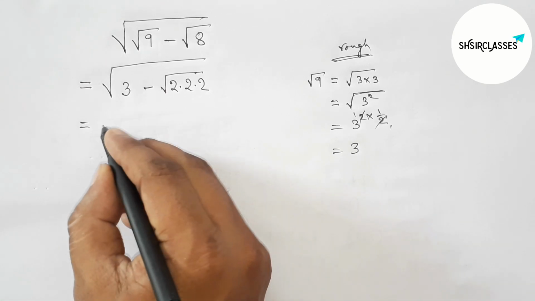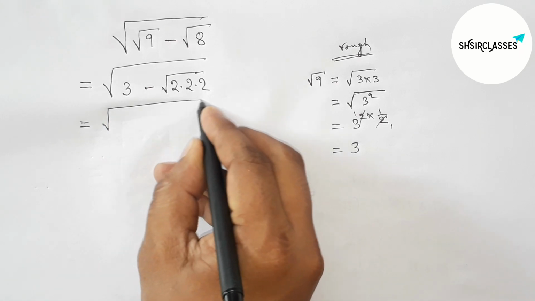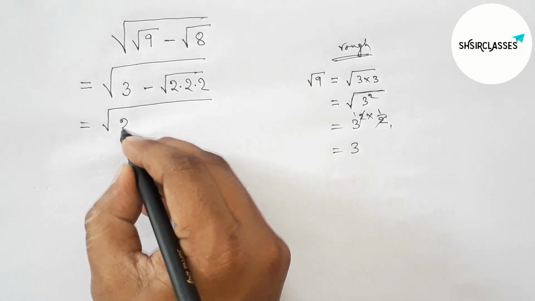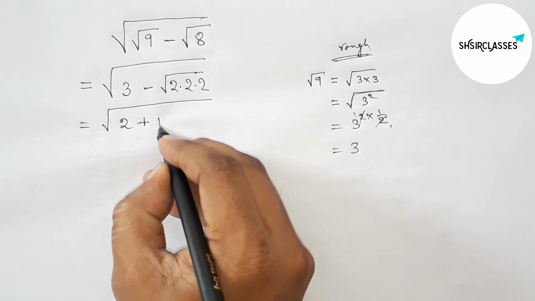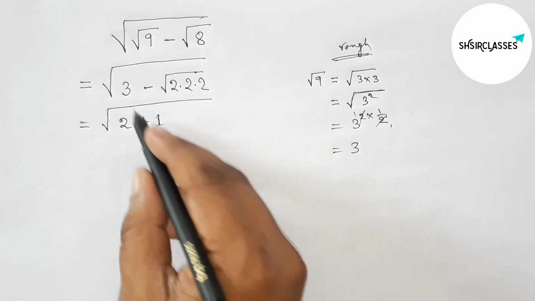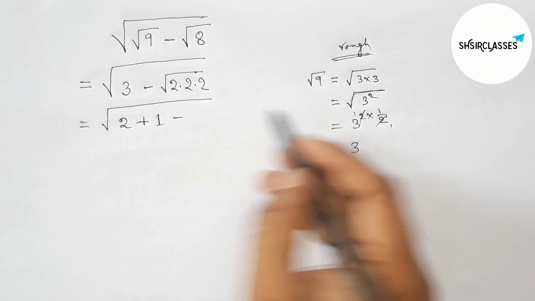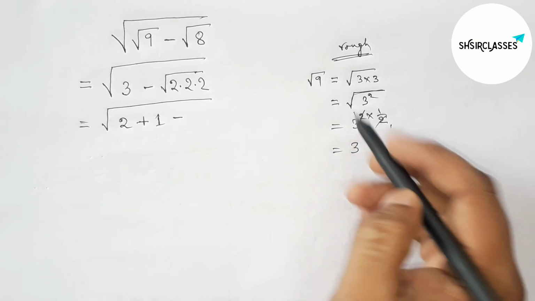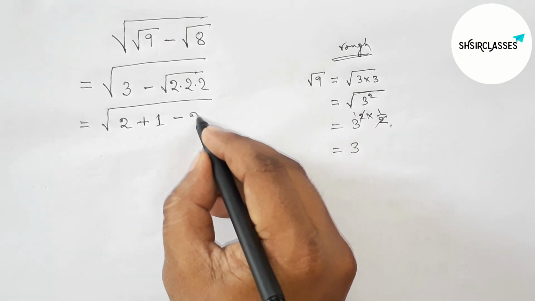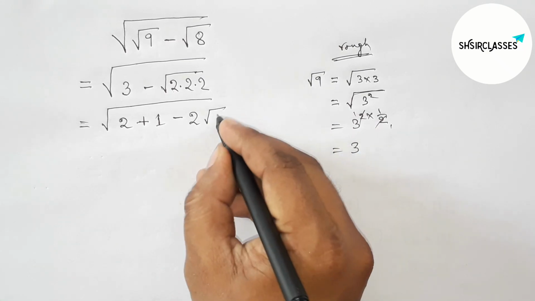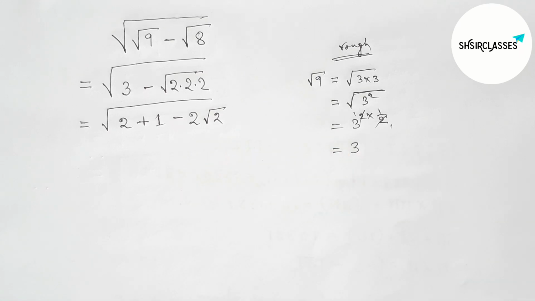Next, I'm going to use a trick to solve this. So here we can write 3 as 2 plus 1, so 2 plus 1 equals 3, minus 2 into 2. We can write outside 2 and the remaining 1 2, so this is root over 2, so 2 root over 2.